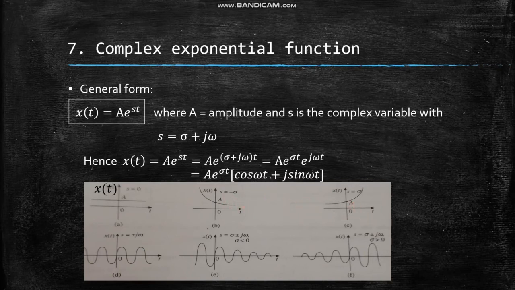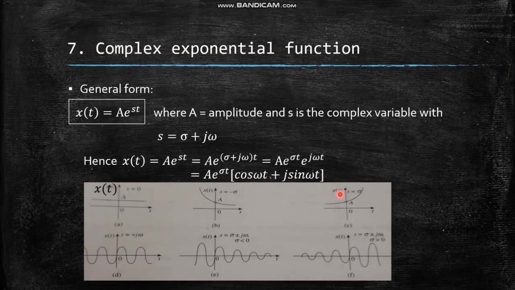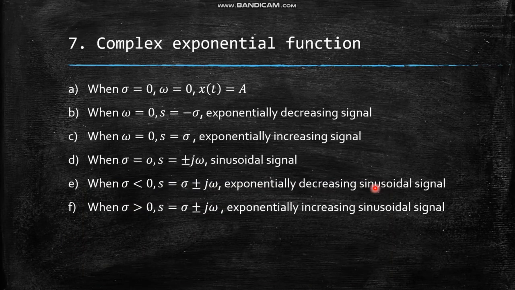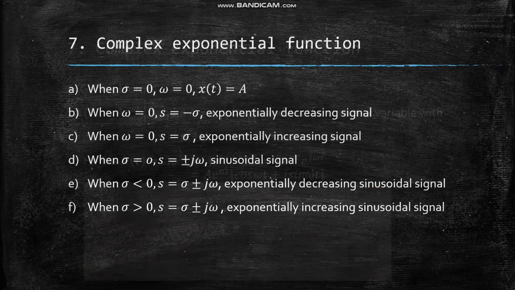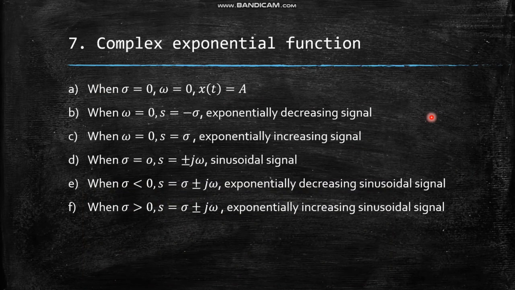The third case is when omega is equal to 0 and s is equal to sigma. S is taken as positive sigma. Here we obtain an exponentially increasing graph. The fourth case is when s is equal to plus or minus j omega and sigma is taken as 0. The real part is taken as 0 and the imaginary part is considered. We obtain a sinusoidal signal in this case. Just replace those values in the x of t formula and we'll get the answer.